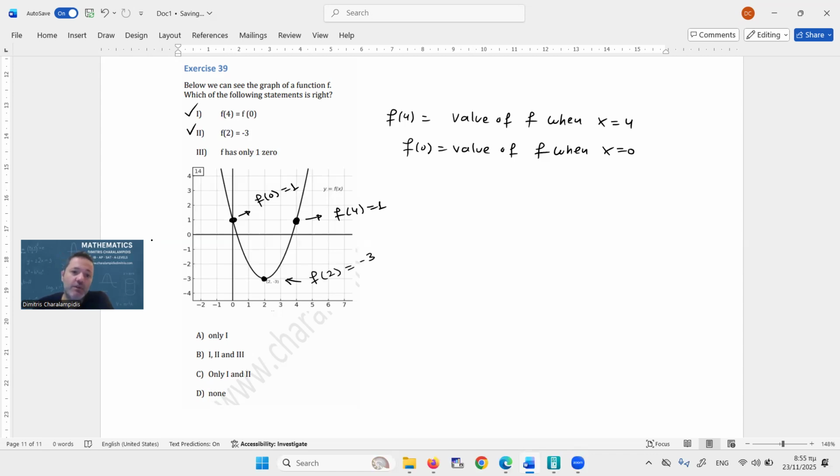f has only one zero. The zeros are the x-intercepts. This is wrong. We can clearly see that it has two x-intercepts. This is one x-intercept, or this is (1, 0), and this is a second one. So it does not have only (1, 0), which means that only the first and the second are correct. So this makes C the right answer for this question.